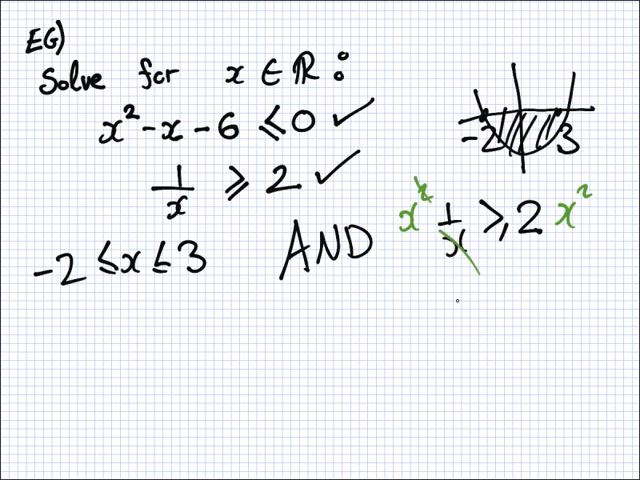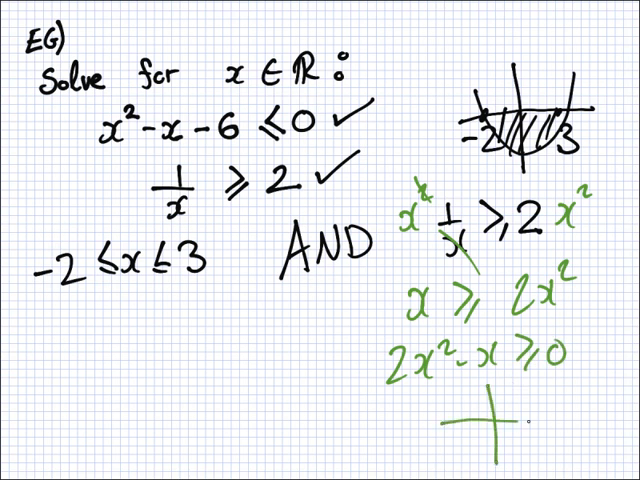Yes. And now you have this inequality: x must be more than or equal to 2x squared. So that means 2x squared minus x must be less than or equal to 0. You can solve this quadratic. 0 or 2? Is it 2?